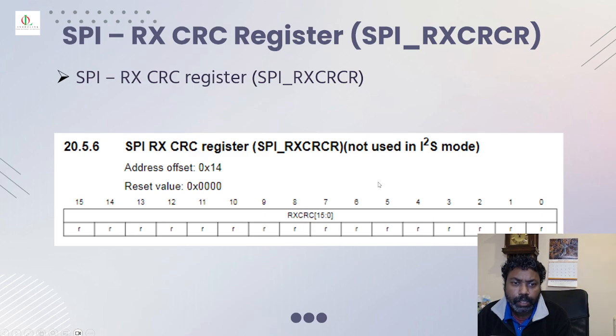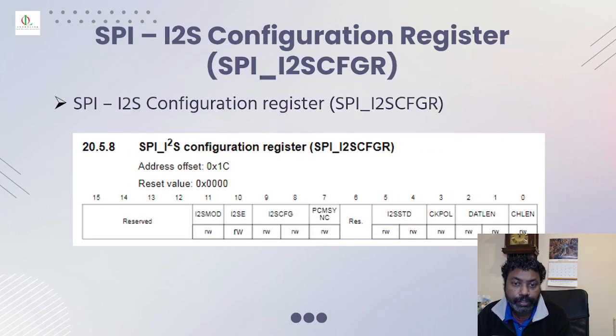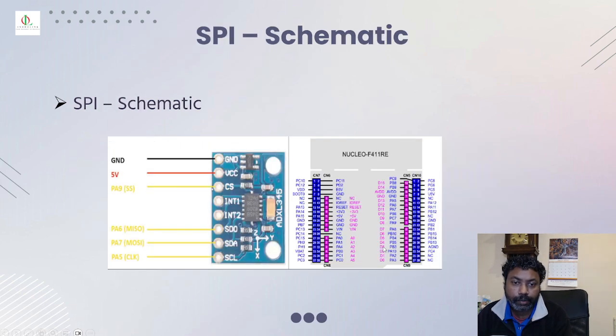And then there is also the SPI CRC register and the SPI transmit CRC register and the SPI I2S configuration register. These are the registers. And the I2S prescaler register. This is where the prescale values are calculated.